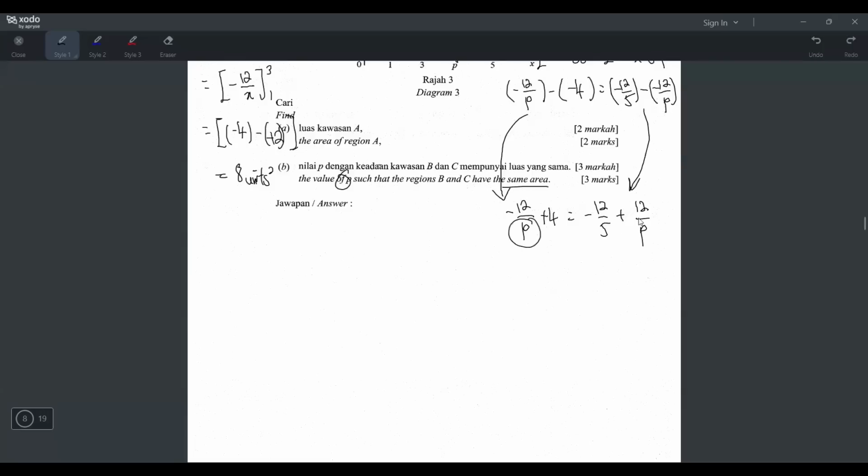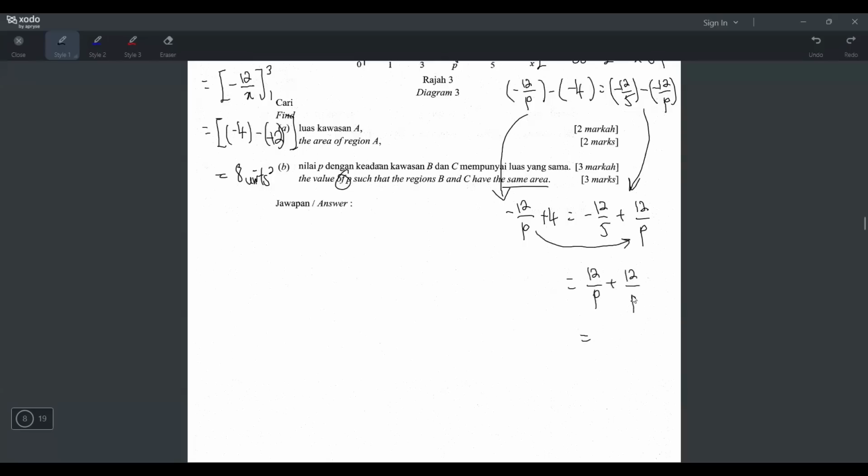Because the denominator is already the same. Okay, the denominators are already the same. So if the bottom is the same, you can combine them. But you have to make it on the same side. So what I will do to make it positive, I will move the negative 12 OP to this side. So it will become 12 OP, and then minus 12 OP moves over to become plus 12 OP.